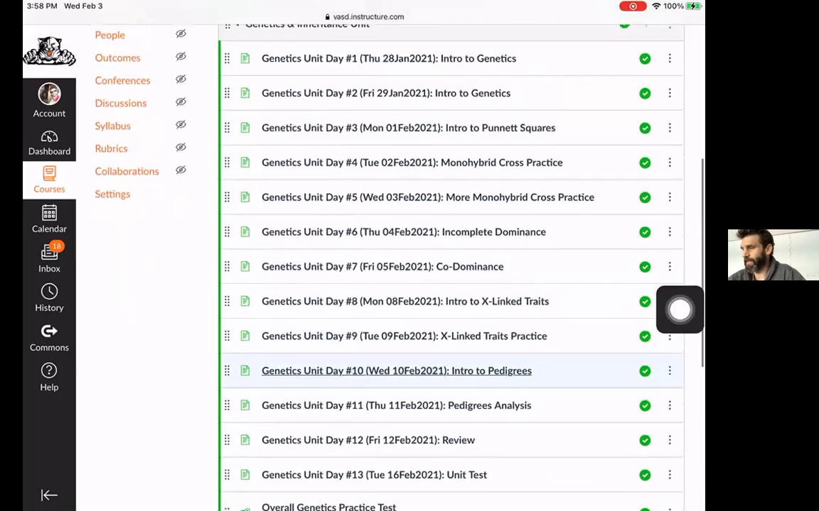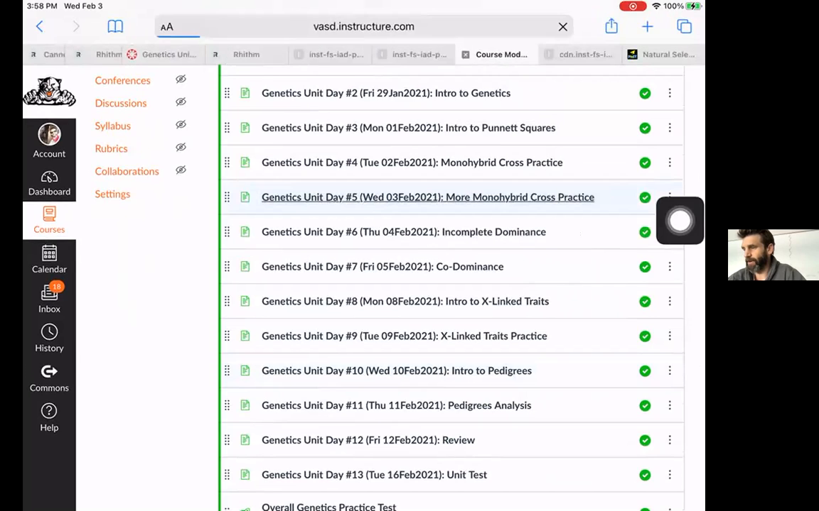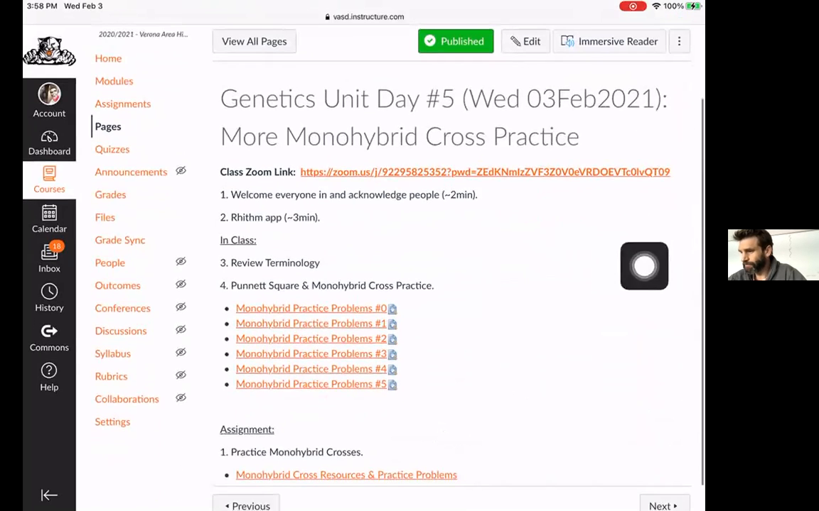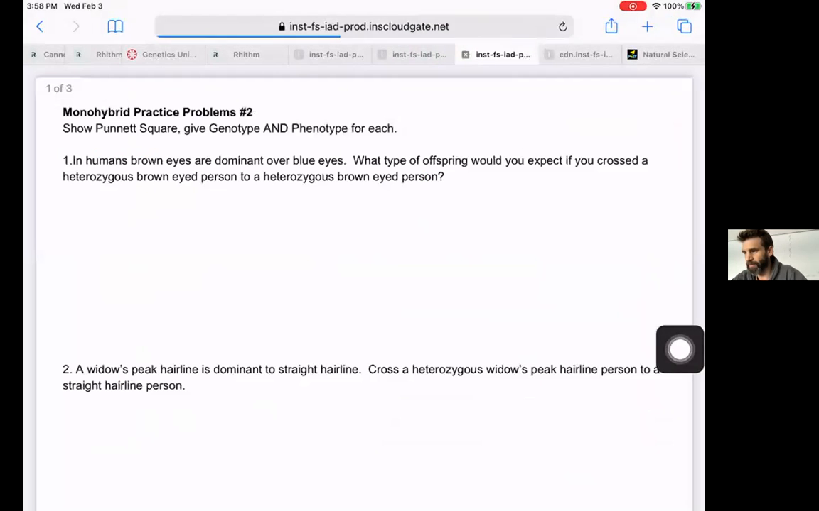So I'm going to start here by going to today, Wednesday, February 3rd, and going to some more practice. And in retrospect, I don't love all of these practices here. It's kind of a holdover of what we've been doing for a few years. But I think you all have the skills to be able to solve many of these. I'm going to try monohybrid practice problems number 2 here. So I'm going to click on that and make sure that's the one that I was looking for.